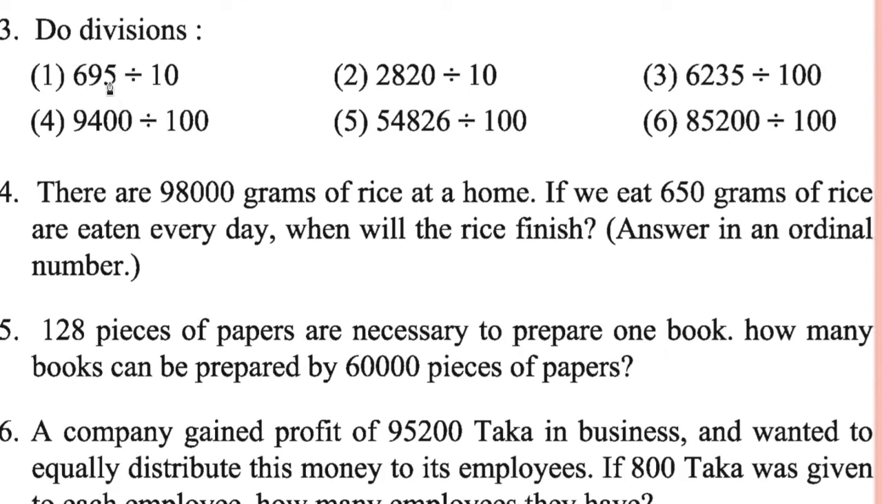Do the divisions. 69 is the quotient, 5 as the remainder, 282 as the quotient, no remainder, 62 as the quotient, 35 as the remainder, 94 is the quotient, 0 remainder, 548 is the quotient, 26 as the remainder, 852 is the quotient and no remainder.